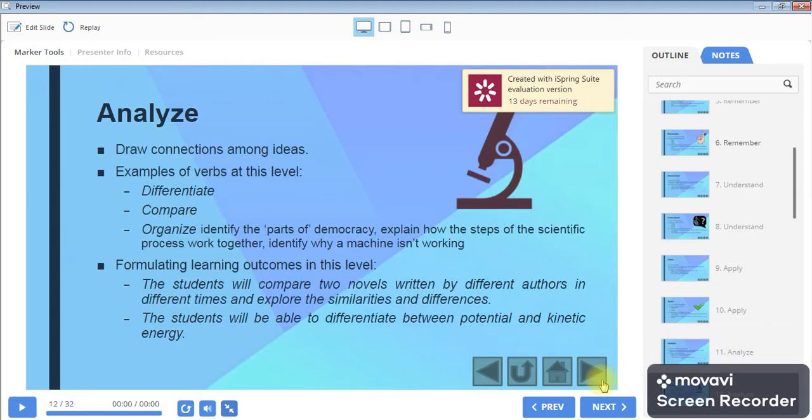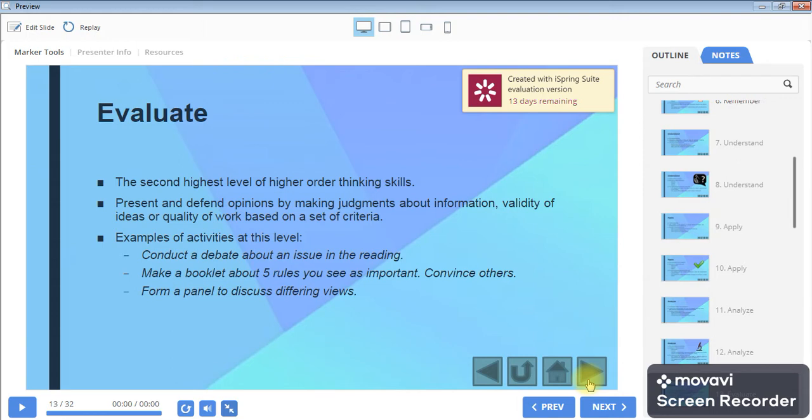verbs: differentiate, compare, and organize. For formulating learning outcomes, the students will compare two novels written by different authors in different times. And finally, we need to enter the second highest level of higher order thinking skills, which is evaluate.